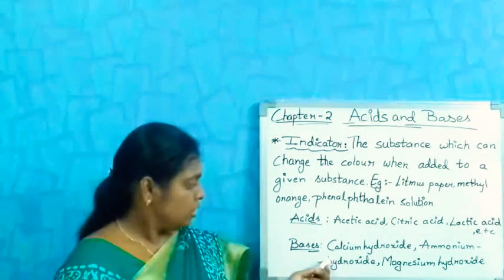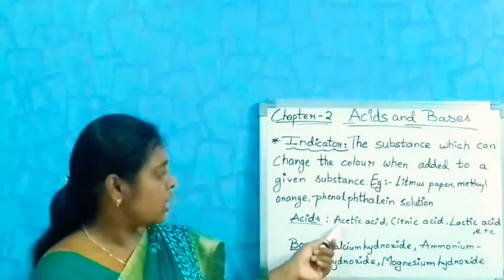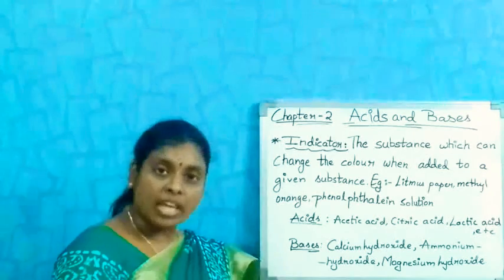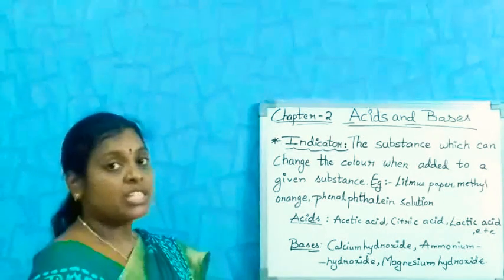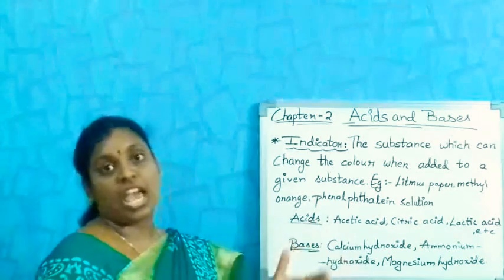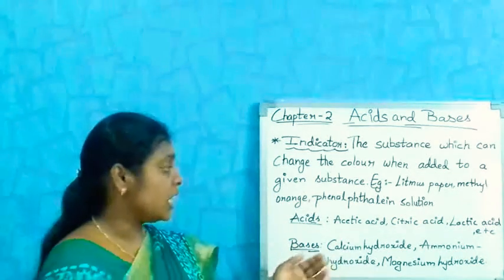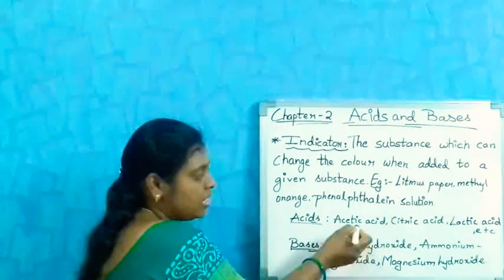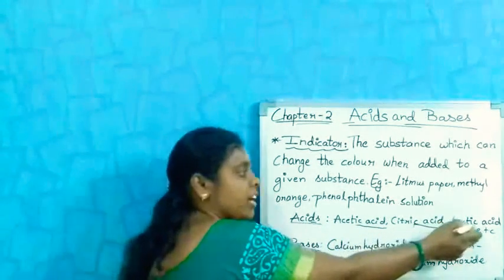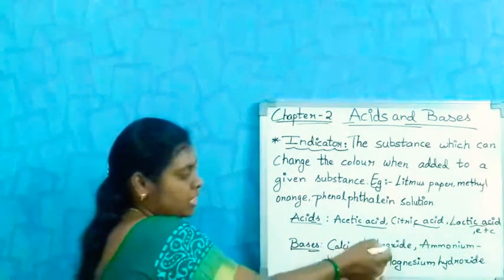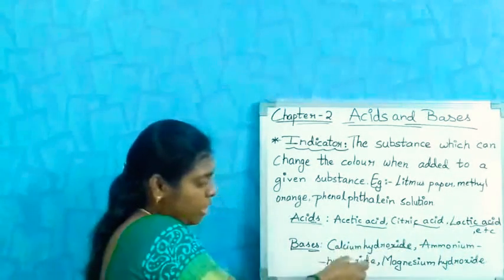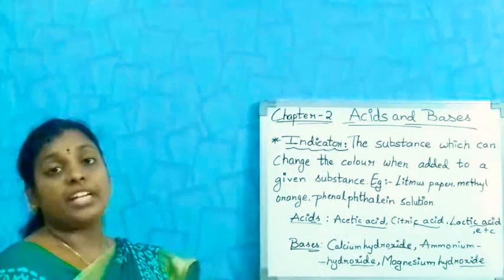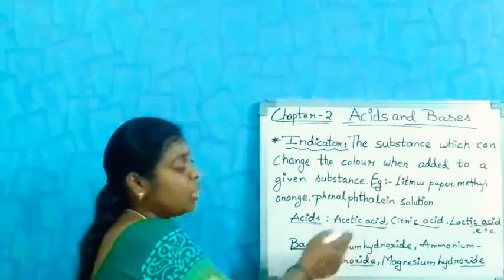Not only these, there are some other acids like hydrochloric acid and sulfuric acid. The acids contain the word acid, whereas the bases contain hydroxides. Here you can see acids include acetic acid, citric acid, or lactic acid, whereas the bases contain hydroxide, such as ammonium hydroxide. By this we can identify whether the given substance is an acid or a base.